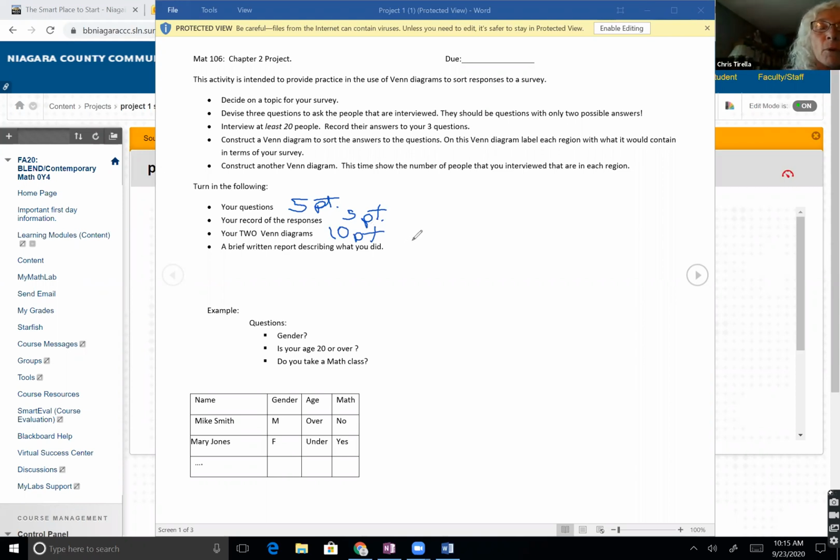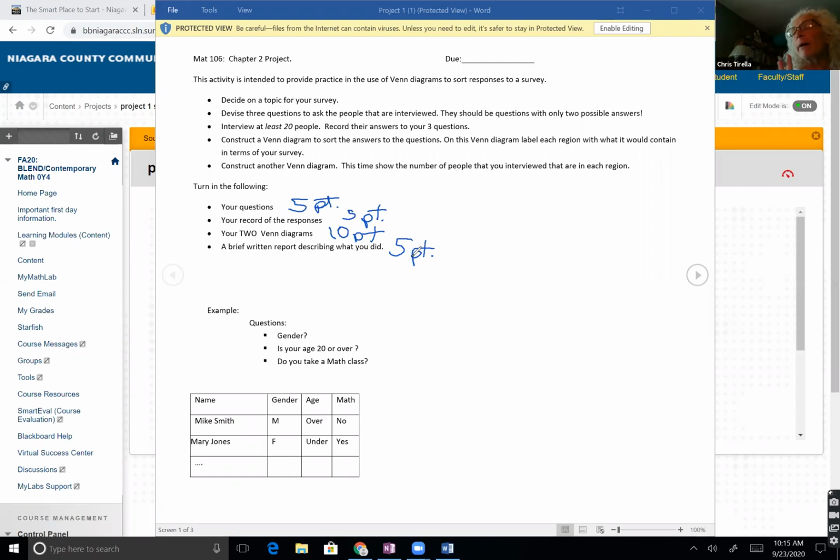In the brief report, and by brief, I mean a paragraph is fine. If you want to do more than a paragraph, that's great. But just something summarizing what you did and what you learned and how it applied to the Venn diagrams. That paragraph is worth 5 points. So that adds up to 25 points. Most people get well over 20 out of 25.